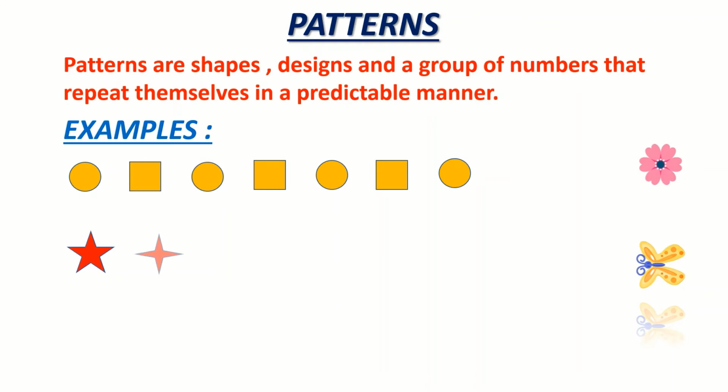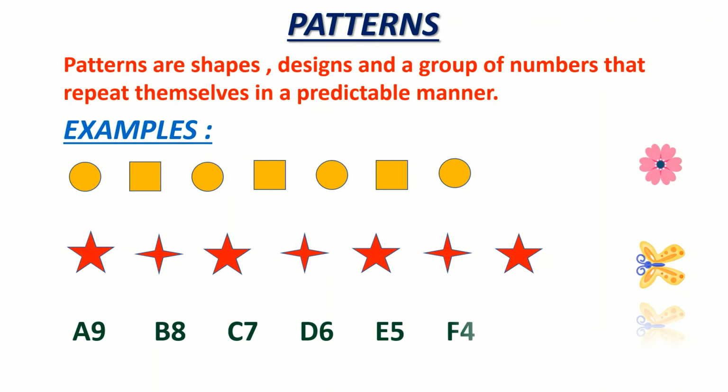Second example. There are big and small stars. So what will be the next figure? Of course, it is a big star. Now if we see the letters and numbers, there is a pattern. You can see the alphabets A, B, C, D, E, F and the numbers in decreasing order 9, 8, 7, 6, 5, 4. So what will be the next one? Yes, it will be G3. So these are the examples of patterns.